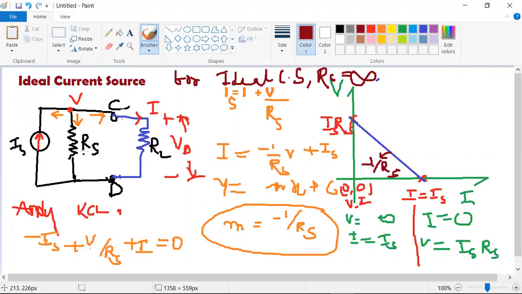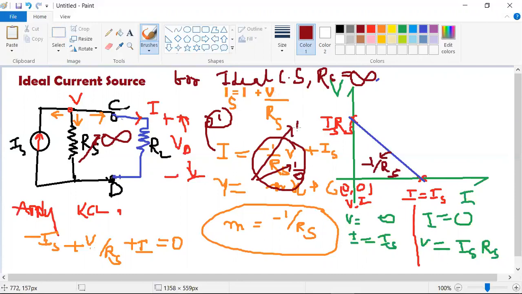Means when this Rs tends to infinity, then my output current is equal to the input current. If you substitute Rs equal to infinity in this equation 1, how will my equation come to the next step? This is equation 1. Substitute Rs equal to infinity, it means 1 by infinity, which tends to 0. Then my output current is equal to the input current, means I is equal to Is.